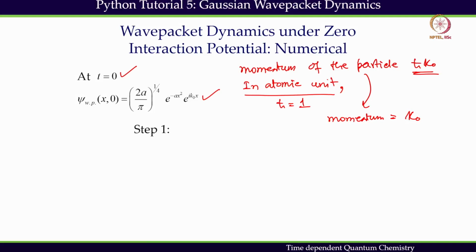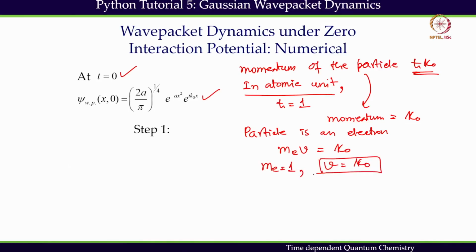Now, if we consider the particle is an electron, this momentum will be represented by this k naught, and the mass of the electron is considered to be, again in atomic unit, 1 atomic unit. In that case, velocity is equal to k naught. This is in atomic unit only.